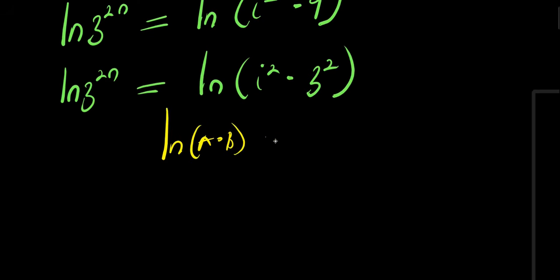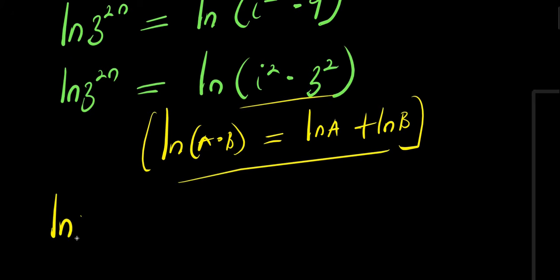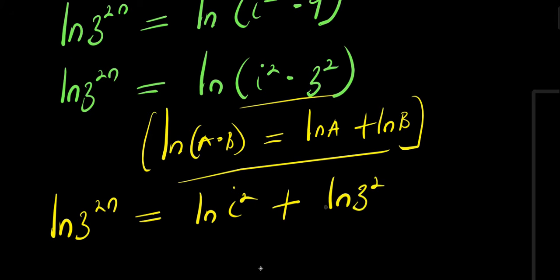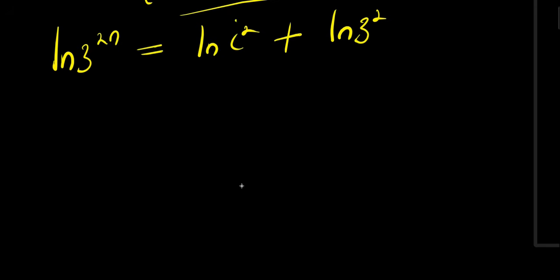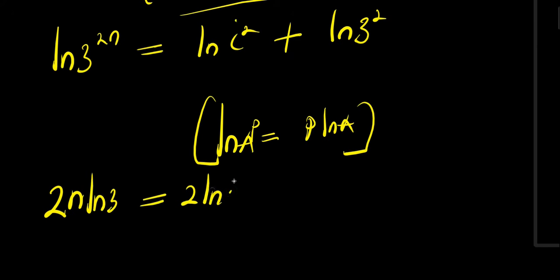Now, natural log a times b equals natural log a plus natural log b. Applying that here, natural log 3 power 2n equals natural log i squared plus natural log 3 power 2. Now, if you have natural log a power b equals b times natural log a, that will give us 2n times natural log 3 equals 2 times natural log i plus 2 times natural log 3.